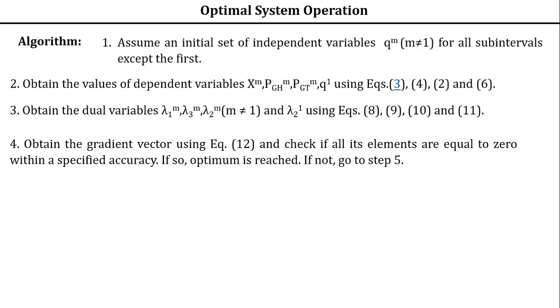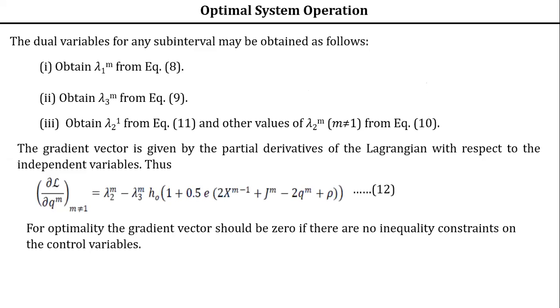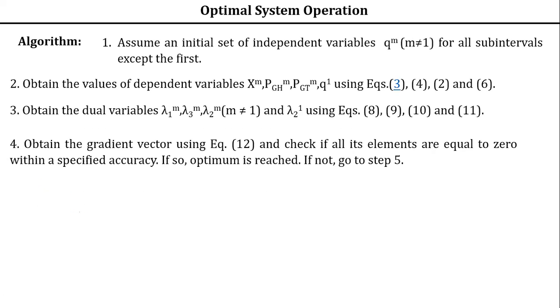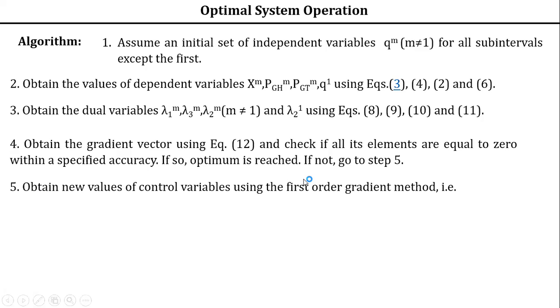That means for equation 12, you check the gradient. Some tolerance value will be specified. You check whether it lies within the tolerance value or within the specified limits. If yes, then you have reached optimality, so stop at this point. Whatever values you have calculated for the dependent variables and dual variables will be your final solution. Otherwise, if it is not lying within the specified limits, you have not reached the optimal condition, so you go to the next step, step 5.